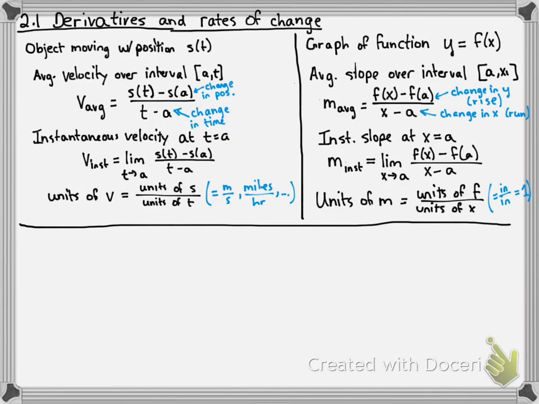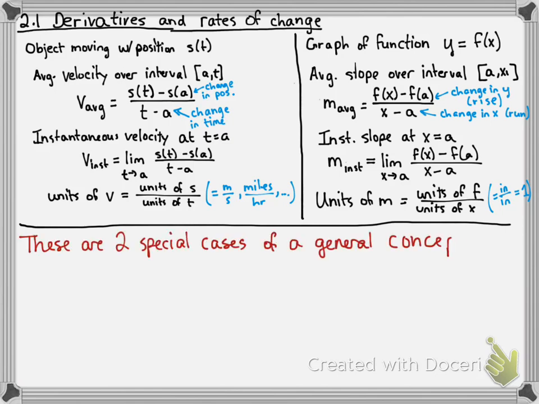Okay, but look, these two things look exactly the same, except for some of the variable names and function names, but we're doing the same thing. We're taking some quotient over an interval, change in something over change in something, and then we take the limit as that interval shrinks, and that gives us an instantaneous thing. So these are two cases of the same idea. The general concept is the derivative.